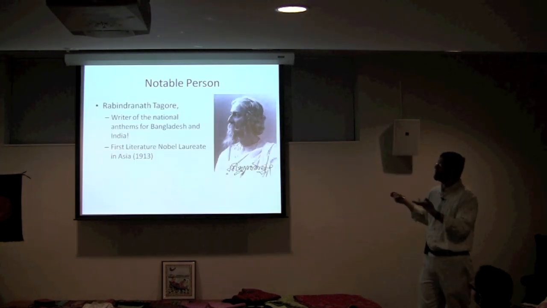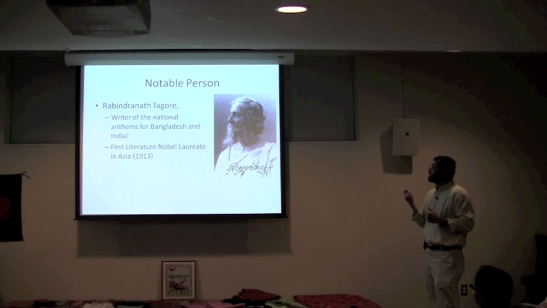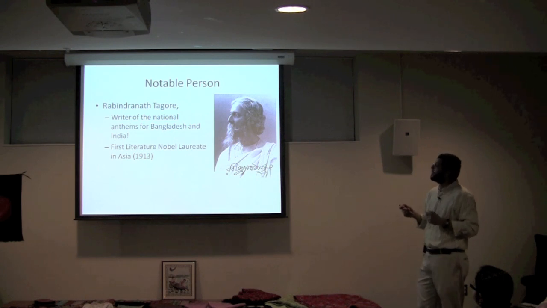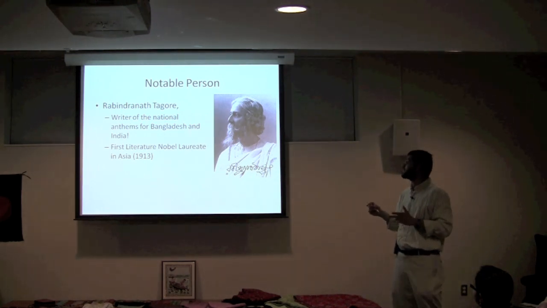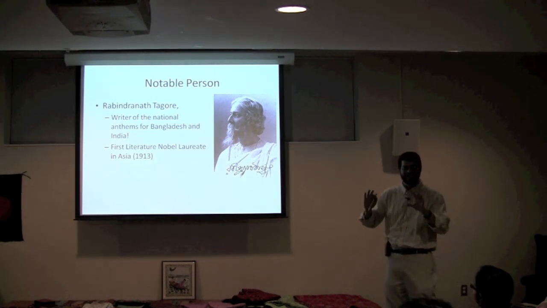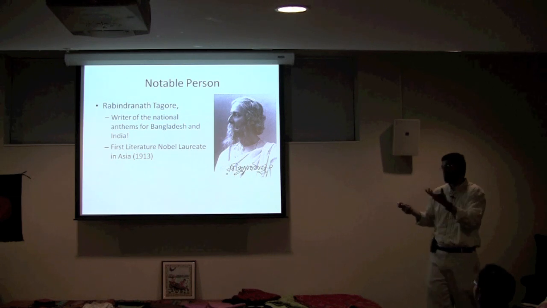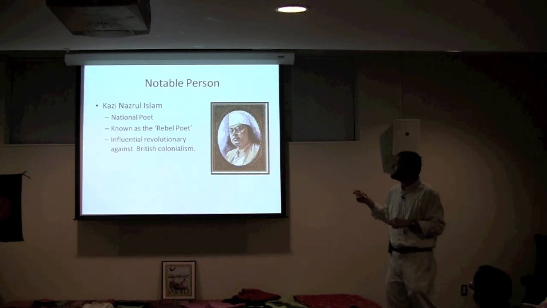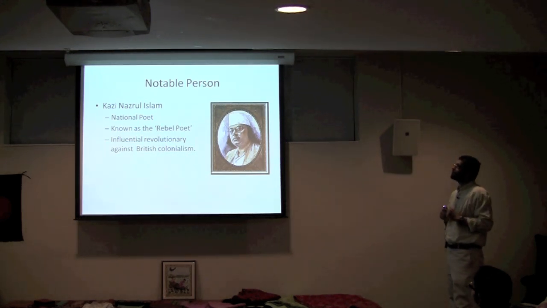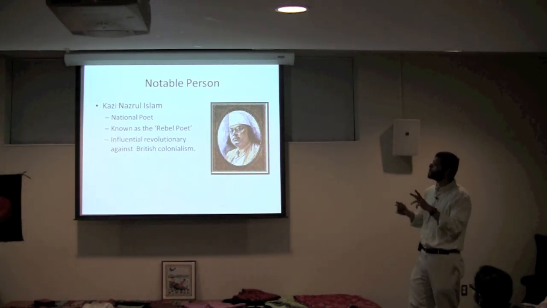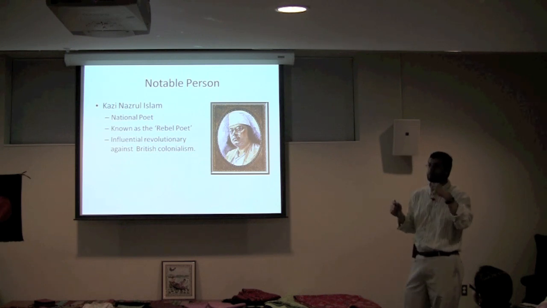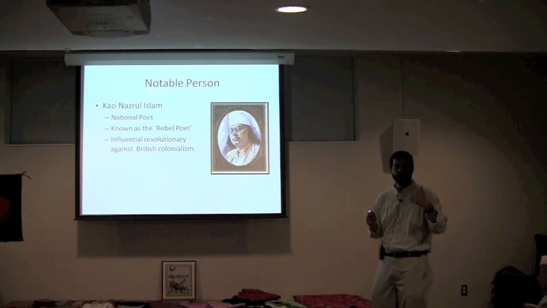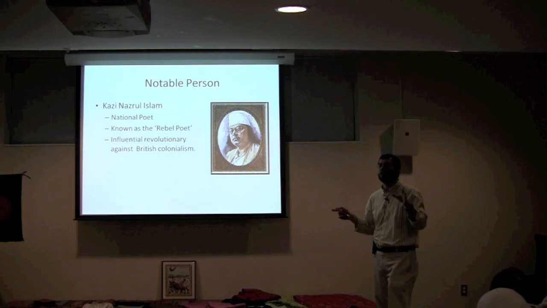Other notable people include Rabindranath Tagore. He was the first Nobel laureate from Asia to get the Nobel Prize in Literature. And he is also the author of the national anthems of both India and Bangladesh, which is amazing, right? Because you have the same author for two countries writing the national anthem. Another notable person is Qazi Nazrul Islam. He's the national poet of Bangladesh. He's also known as a rebel poet because of his influential role during the struggle against British colonialism, which resulted in the Indian subcontinent becoming independent in 1947.